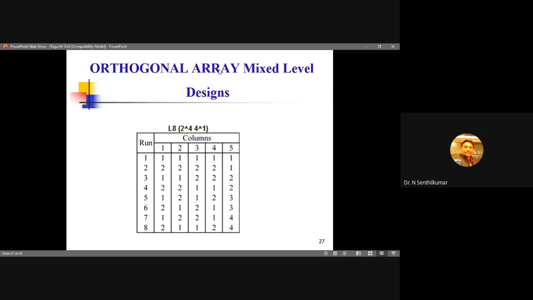The mixed level design: you can see 4 factors varied at 2 levels, so 2 to the power 4, and 1 factor with 4 levels. Here you can see 1, 2, 1, 2, 1, 2, 1, 2, but in the 5th column, you can see 4 level values. So that is called the mixed level design.